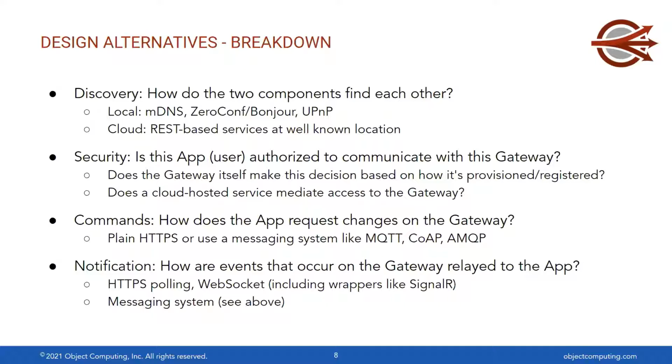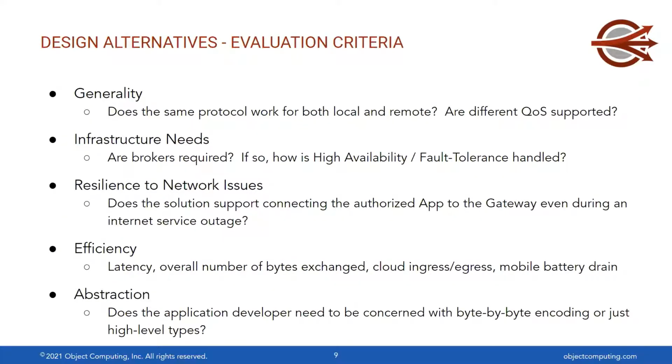So when looking at all these different protocols, techniques, and existing libraries that can be brought to bear on this problem, we need to think about how we want to evaluate the different options available to us and why we might choose one over another. So the 5 areas we've identified here for evaluation are listed on this slide. So we have generality, right? Does the same protocol work both when we're on the local network and when we go outside the local network? Are different qualities of service supported with it?